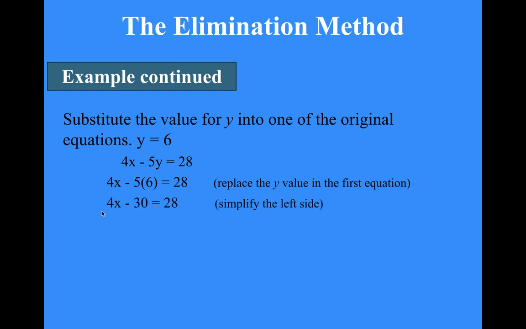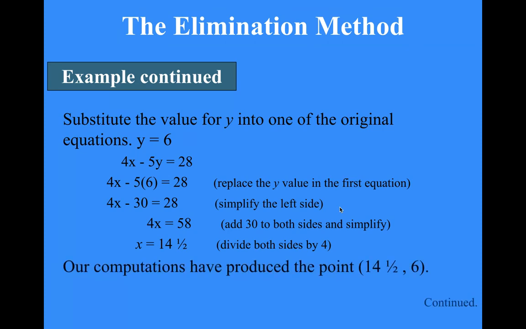To solve this, what do I have to do? Good, I have to add 30 to both sides. So now I've got 4x equals 58 because 28 plus 30 equals 58. If I divide both sides by 4, 4x divided by 4 gives me x. 58 divided by 4 gives me 14.5.